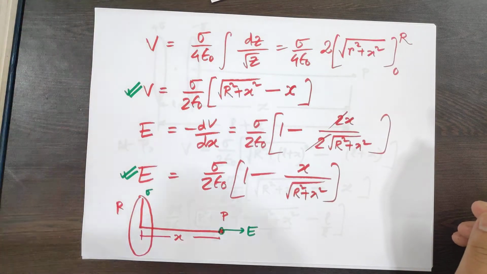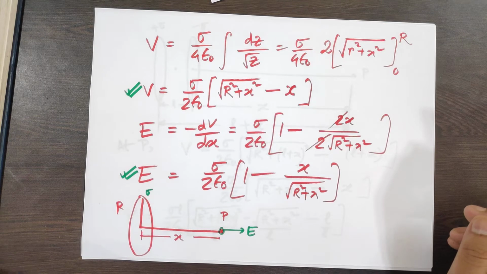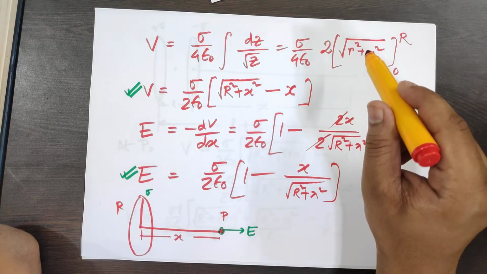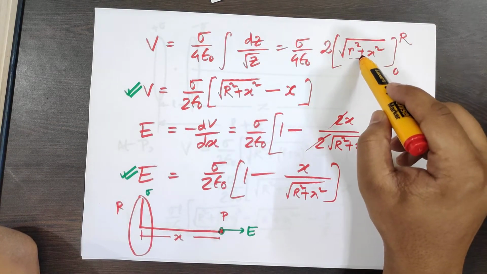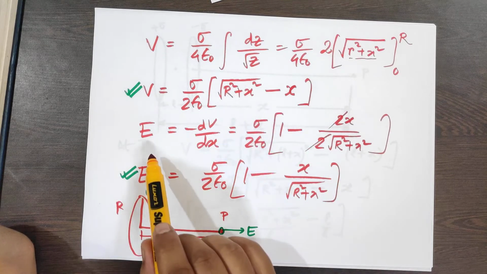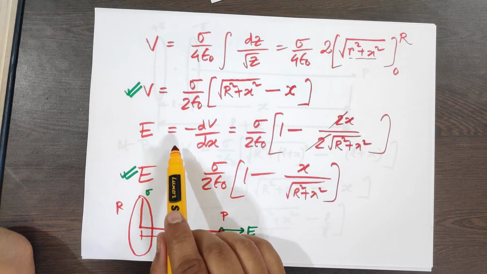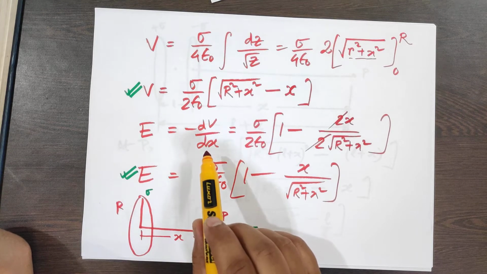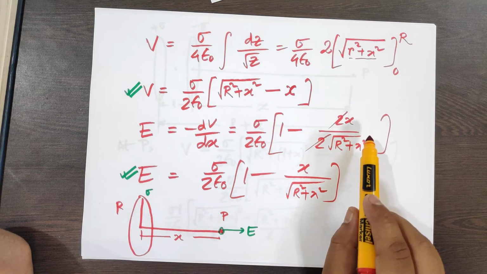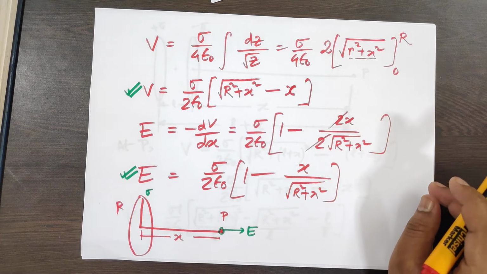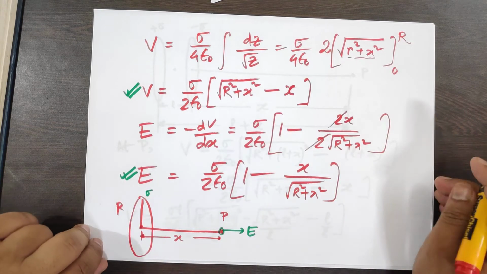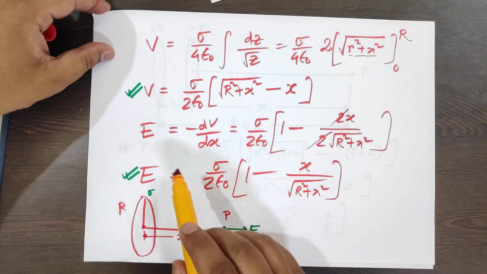So here you get sigma by 4 epsilon naught times the integration of dz by z. The integral of dz by z is 2 root z, so 2 root over r square plus x square. If you put the values you get this. This is the potential, and now you have to make x variable and differentiate. So E is minus dV by dx, which is sigma by 2 epsilon naught times 1 minus x by root over r square plus x square. At this point P, at a distance x from the center of the disk, we have found the field and potential.